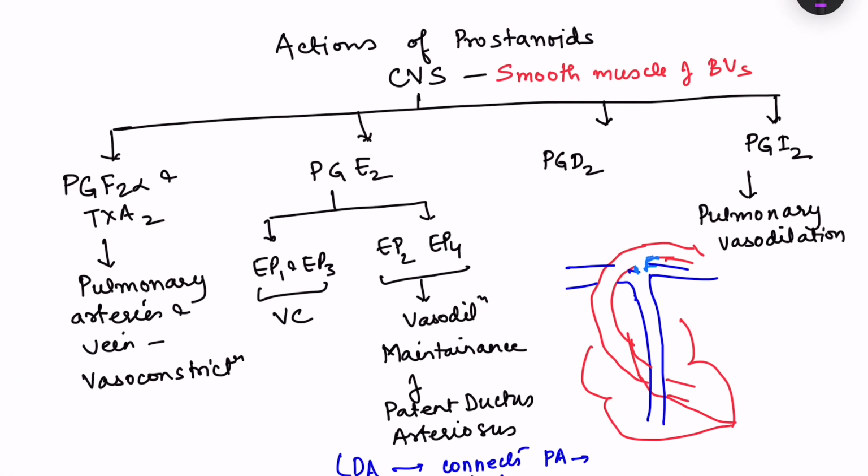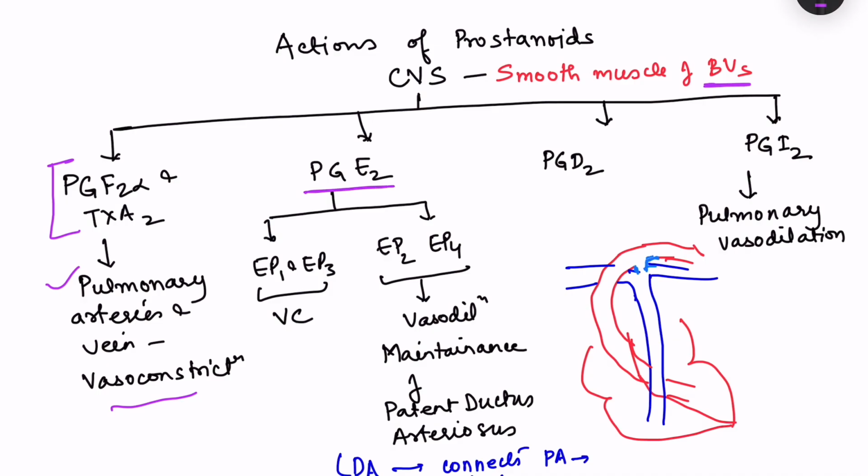Then we have some other smooth muscles as well, that is the smooth muscles of blood vessels. So based on this, we have the cardiovascular action of the prostanoids, basically based on the action on the smooth muscles of the blood vessels. Again, prostaglandin F2 alpha and thromboxane A2, whether they will be vasoconstrictors or vasodilators? Yes, they will vasoconstrict, and basic action is on pulmonary arteries and veins. Remember, prostanoids are local hormones, so wherever they are synthesized, they act in a paracrine manner on the cells located there itself. So prostaglandin F2 alpha and thromboxane A2 are the vasoconstrictors.